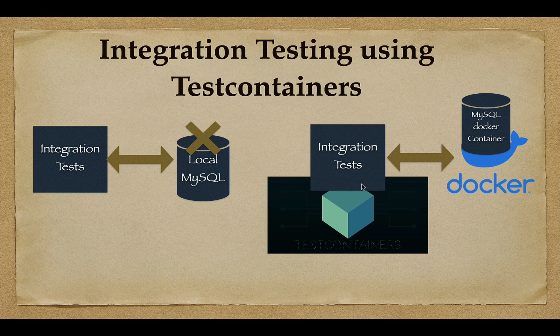For example, let's say our integration test cases depend on the MySQL database. Then Testcontainers will pull the MySQL Docker image from Docker Hub, and then it will deploy it in a Docker container, so that we are able to run our integration test cases with respect to the MySQL database.